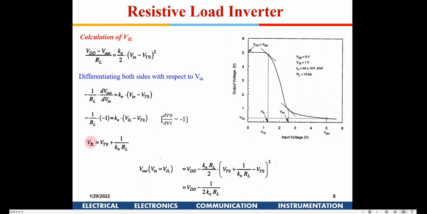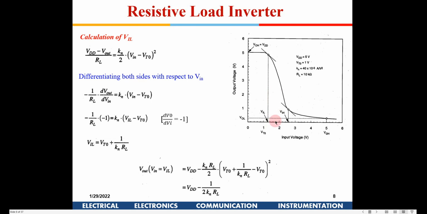Sir, a question here. Yeah, tell me. At VIL, doesn't the NMOS act as if it is in the linear region, because the curve decreases constantly, and at VIH it is similar to the saturation region because it is kind of constant there? No, no, it's the other way around. At VIL, whether it is in saturation or not will be dependent on VDS, right?